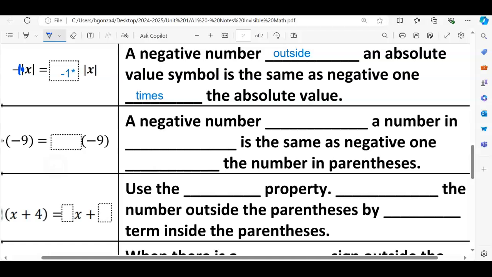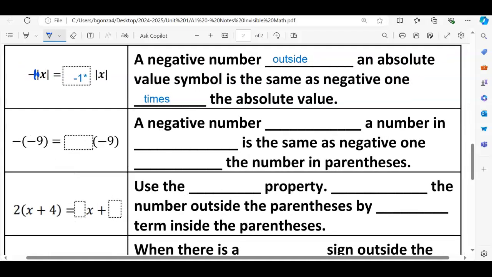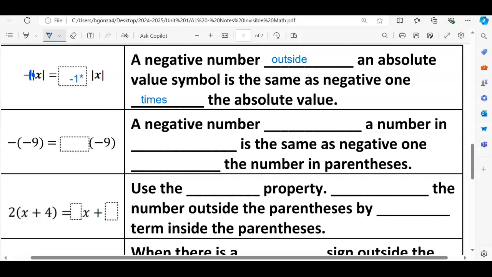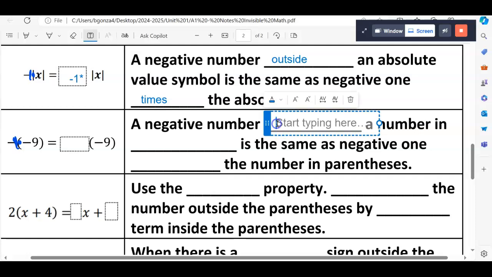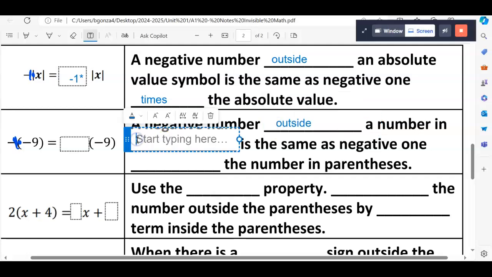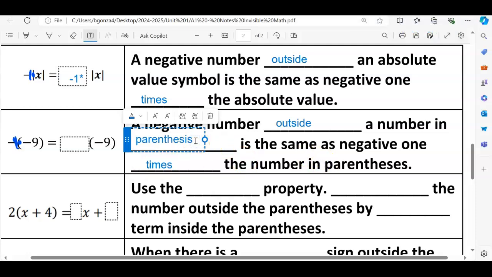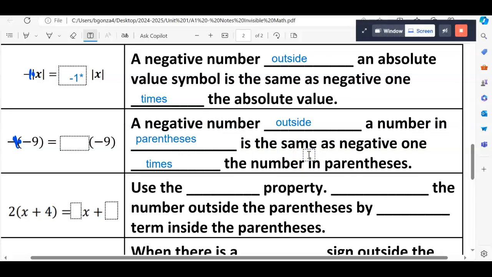Okay. And it's actually the same thing below on the next one. There's a negative in front of a parentheses. What am I going to do? Well, that's -1 times whatever's inside. So even if we have a negative number outside of a number in parentheses, it is the same as a -1 times the number in parentheses. So again, -1 times.